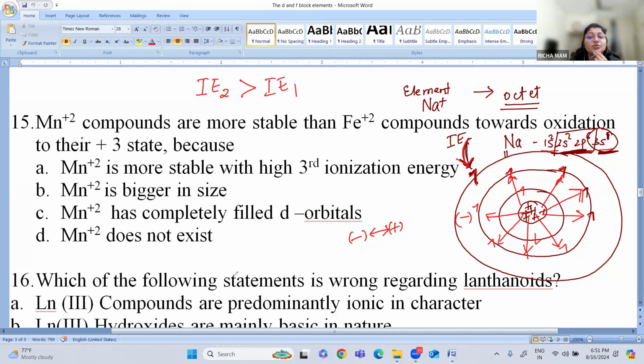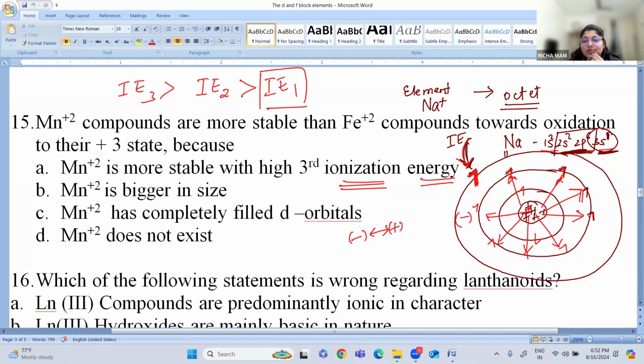Now suppose I want to remove the third electron. Then what will happen to the ionization enthalpy? Again, it will be more, so IE3 will be more than IE2. This is the ionization enthalpy or ionization energy concept: the minimum amount of energy required to remove the electron from an isolated gaseous atom. Removing one electron from the outermost shell is quite difficult because it is a little far from the nucleus.